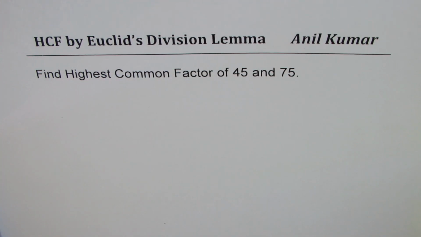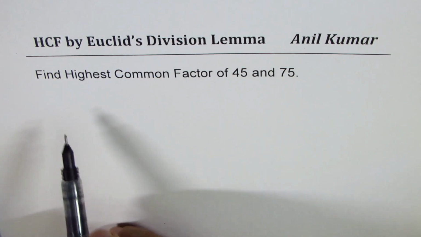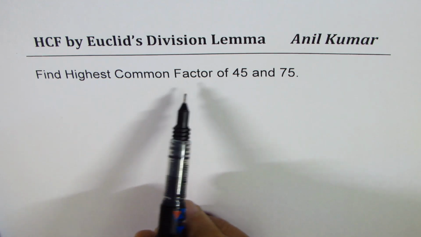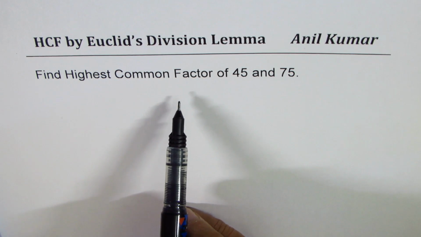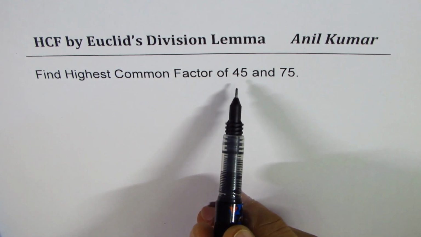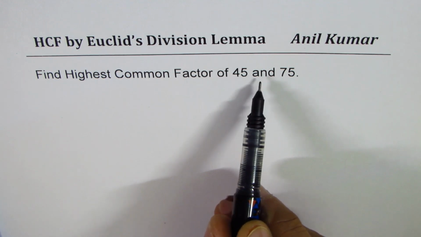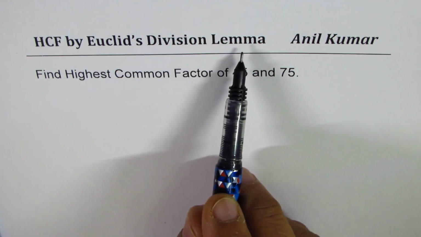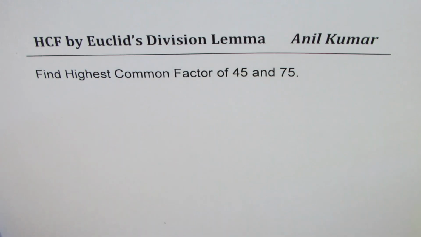I'm Anil Kumar, and in this video I'll explain what is Euclid's division lemma and how it is applied to find HCF or highest common factor of any two numbers, right? So we'll take up an example to find the highest common factor between 45 and 75 using Euclid's division lemma. But to start with, let's understand what it is.